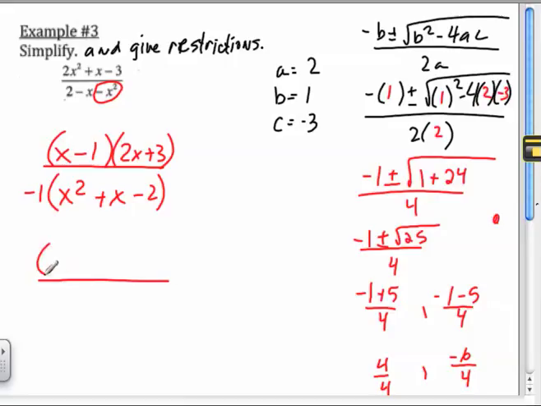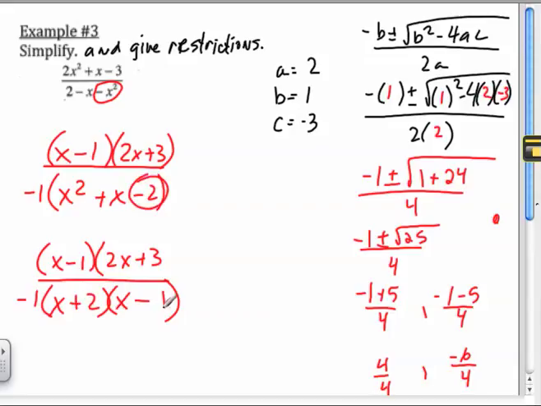Let me rewrite. So I've got x minus 1 times 2x plus 3, and then I've got negative 1 times, and I know I'm going to have x's in the front. Anybody know what those factors are? What are they, Miles? Plus 2 and minus 1. Good. Now, before I cancel, I need to give the restrictions.